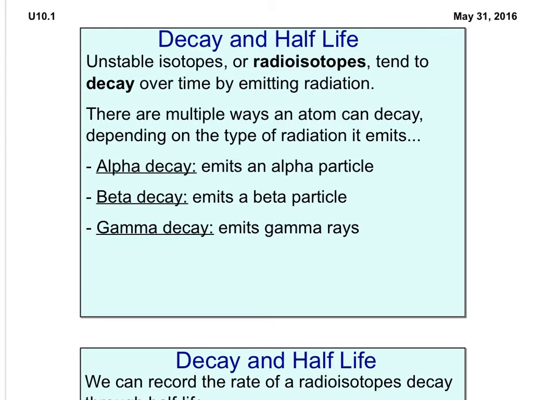They can also go through beta decay, which means when it's going from unstable to stable, it emits a beta particle, and that beta particle is also another form of radiation. And then the last form of decay is gamma decay. When it's going from unstable to stable, it is emitting gamma rays, which is another form of radiation. Like I said, we will talk about all 3 of these types of decay in more detail tomorrow. But the next thing we're going to talk about is half-life, and you need to be aware of the fact that atoms decay, go from unstable to stable.